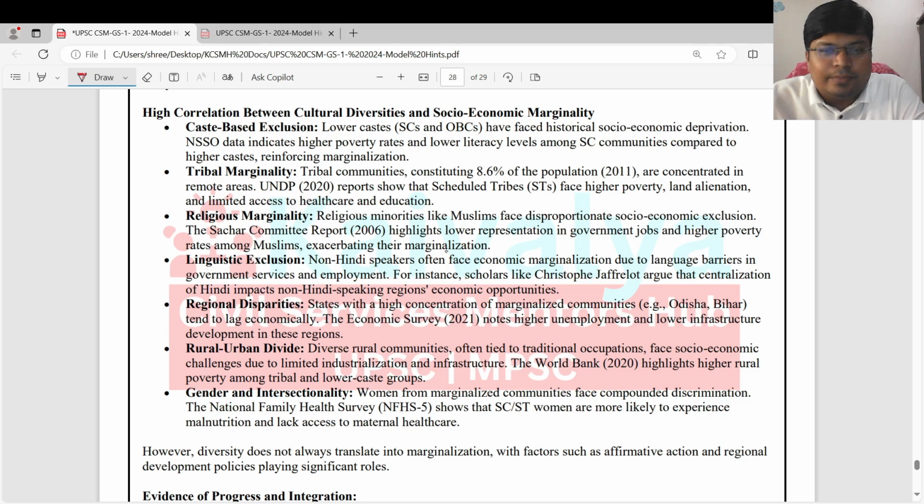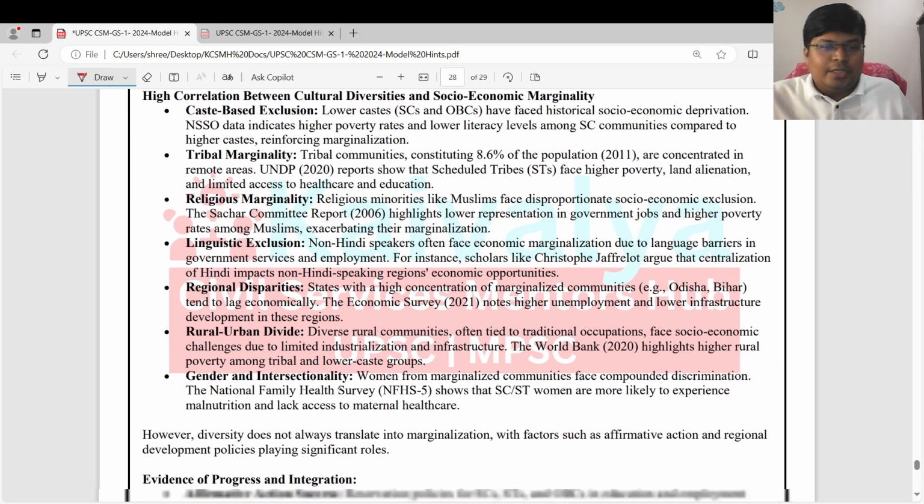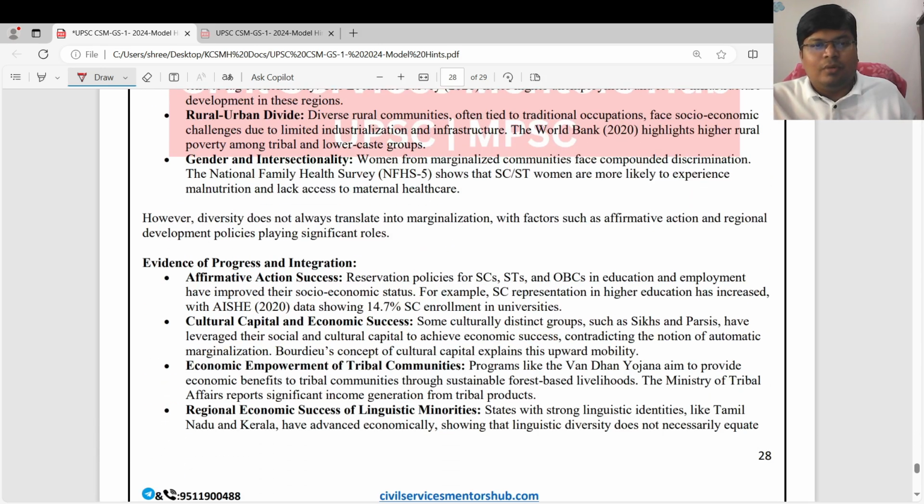Regional disparities: Odisha, Bihar face regional disparities. Obviously, there is less industrialization. Then rural-urban divide, gender, and intersectionality. So these dimensions are covered over here.